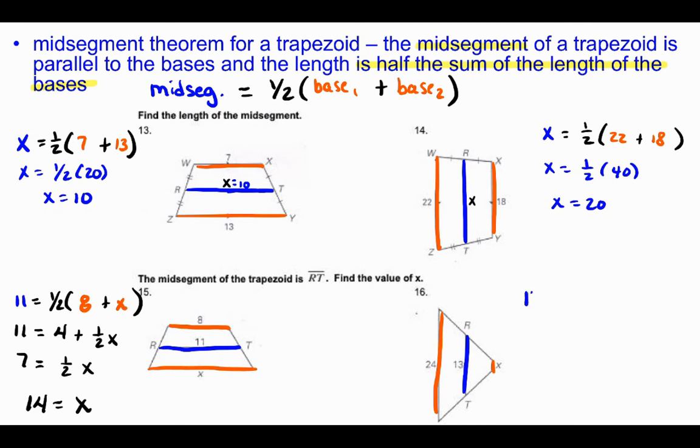The mid-segment, the one in the middle, is equal to half the sum of the bases, the parallels. So one of them is 24, the other one is x. We distribute, so 13 equals 12 plus half of x. We subtract, so 1 equals half of x. And then we get rid of the 1/2 to get 2 is equal to x.